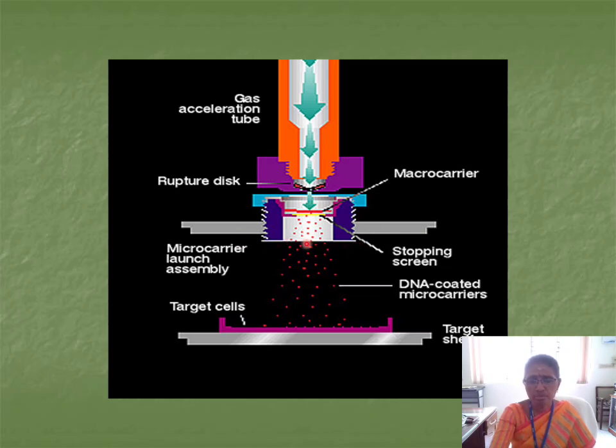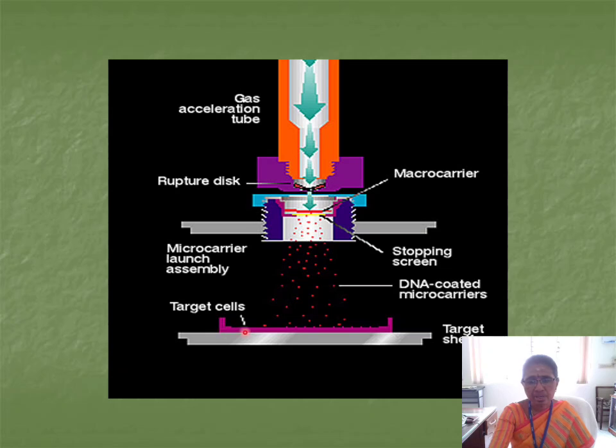Together that is known as a microcarrier launch assembly. Below the microcarrier we have a stopping screen made up of stainless steel. When the helium gas hits, the rupture disc will rupture, and in turn the high pressure helium gas will hit the macrocarrier carrying the microcarrier. With that speed, the helium gas will carry the DNA particles towards the target tissues.